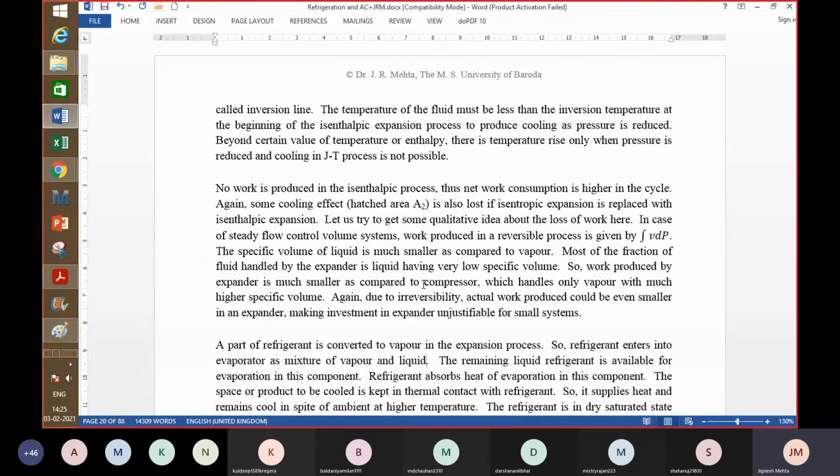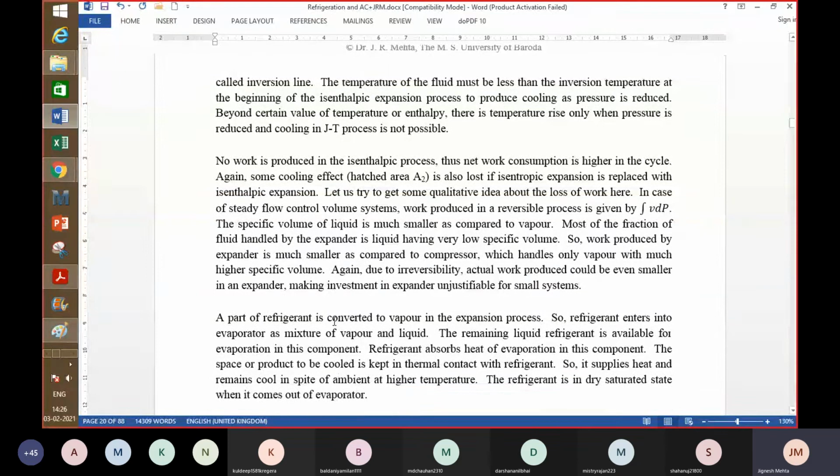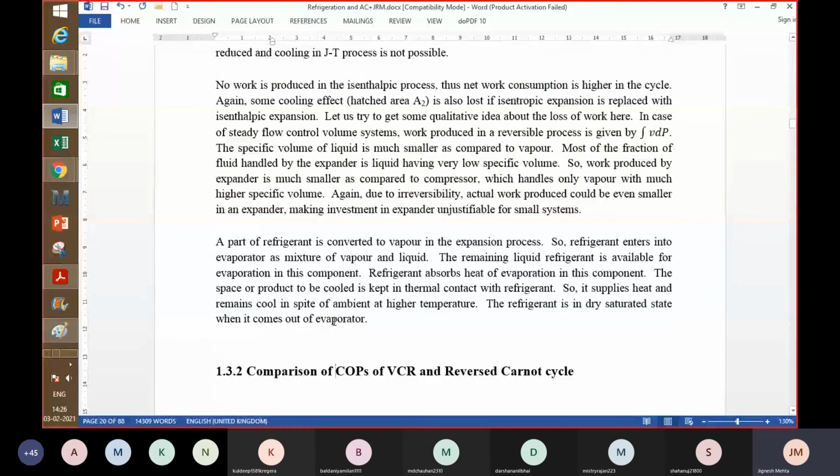Again, due to irreversibility, actual work produced could be even smaller in an expander. Now, this integration VdP is reversible process work. If it is an actual device, again, irreversibilities will be there, and the actual work that you get by an expander is going to be even smaller than that, and that may make the investment in expander unjustifiable for small systems, right? Because finally, the engineering problems also get converted into economics problem. Finally, the system will be accepted only if it is commercially viable.